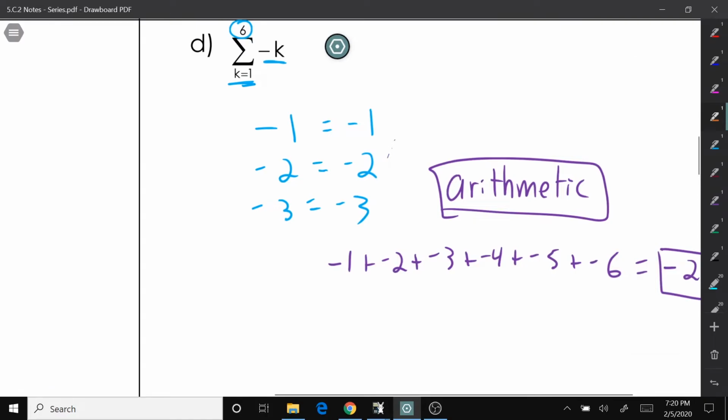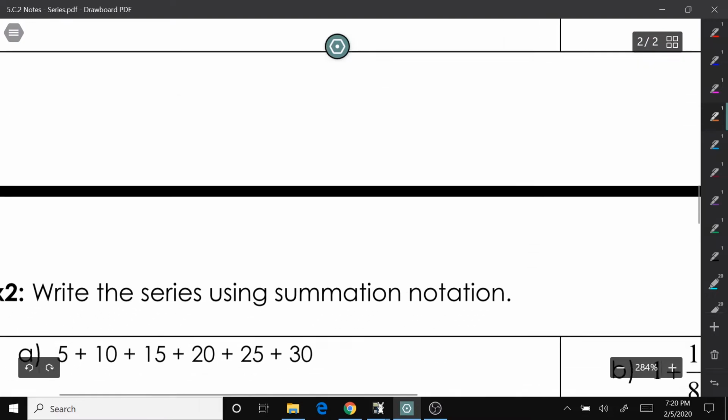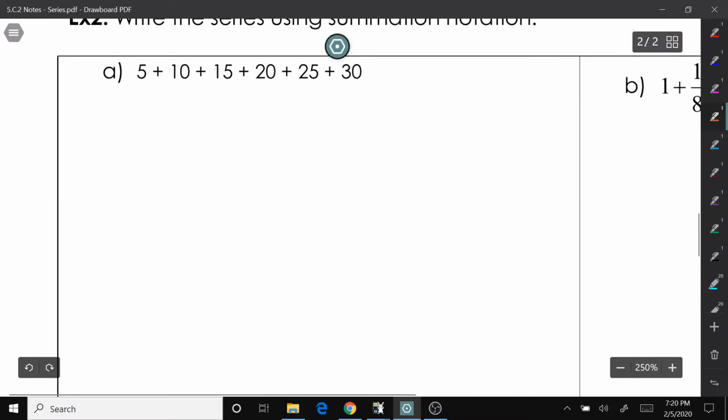Alright, let's look at the next page, please. On this page, we're going backwards a bit. We have the summation right here, or the numbers that we'll be adding up. Now what we need to do is give the sigma notation for it. So we can see that we are adding 5 each time.